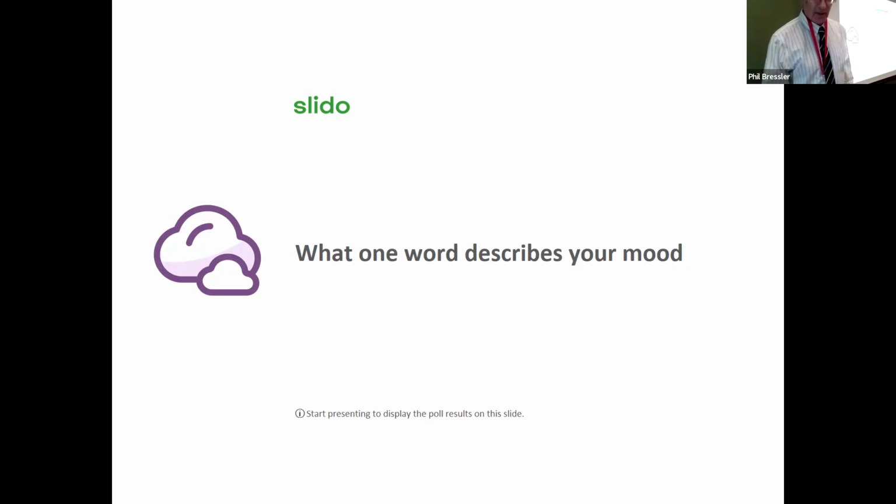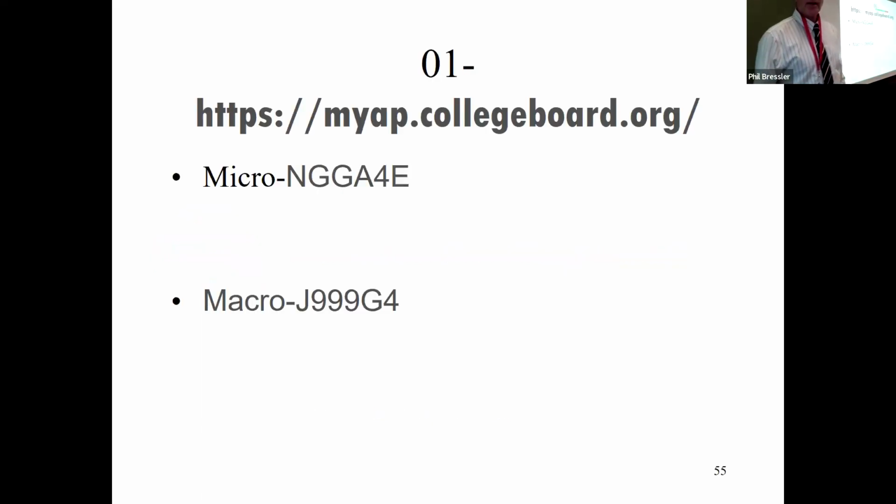All right, the second thing we got to do with your computers is we got to sign on to College Board. Okay? All right, so if you could sign on to College Board, to register for the micro, this is the micro, this is the macro down here. You have to do both, yes.